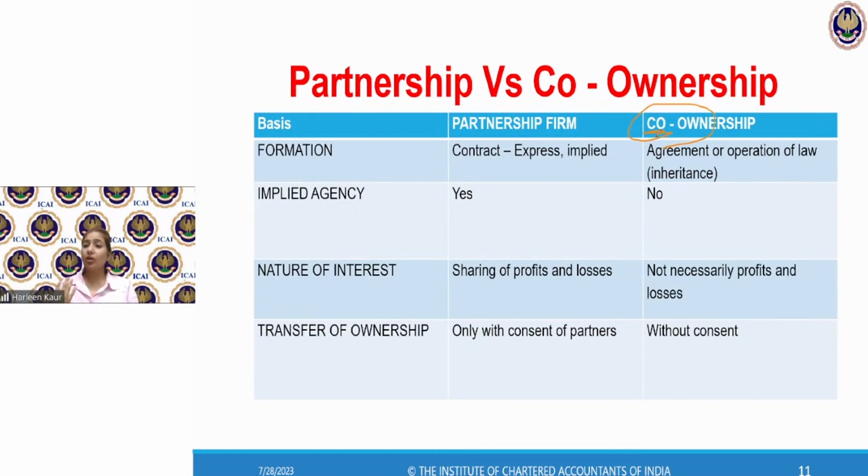However, partnership is a contract. Partners have to come and form a contract with each other, whether it's expressed or implied. Expressed means by word spoken. Implied means out of your conduct. Do we have implied agency relationship in partnership? It says yes. What is the meaning of implied agency? What do you mean by implied agency? We don't have any implied agency in co-ownership.